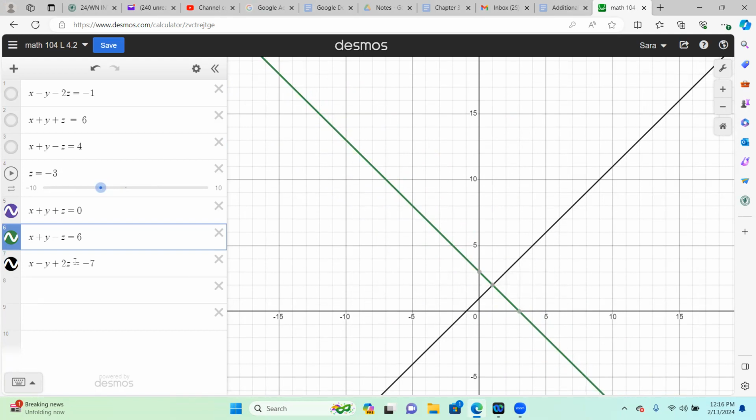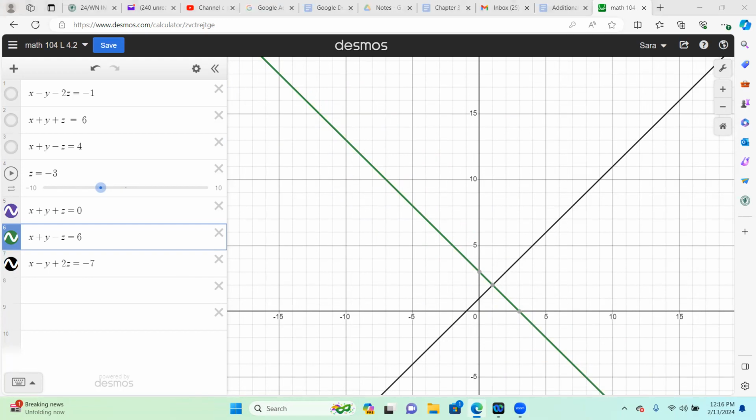So it's pretty cool. I want you to do this on the test. There's going to be a problem, I believe, that I have a system of 3 linear equations, and I want you to go to Desmos. I want you to find that intersection point for X, Y, and Z, and then you're going to work backwards to solve your system.